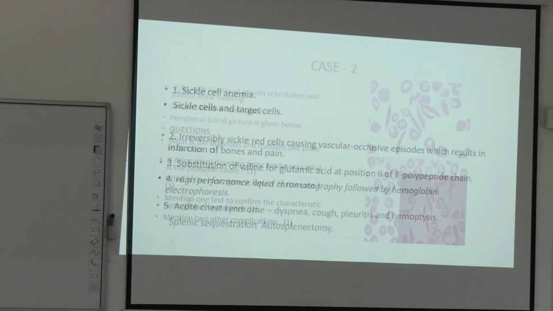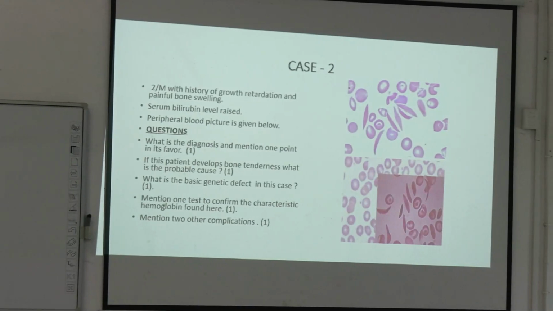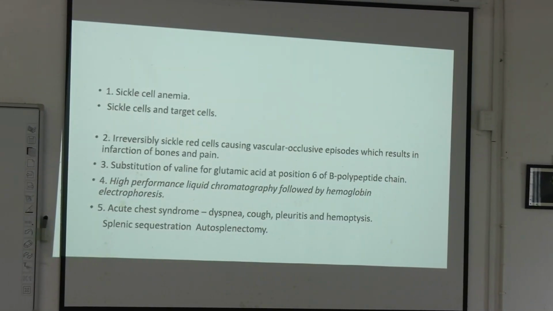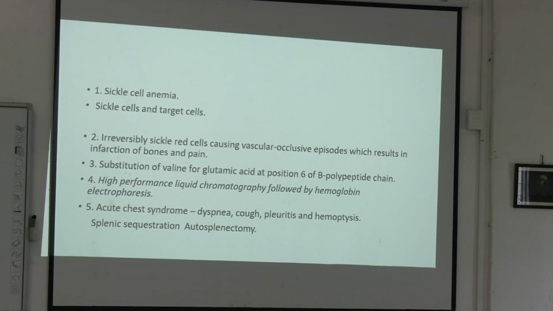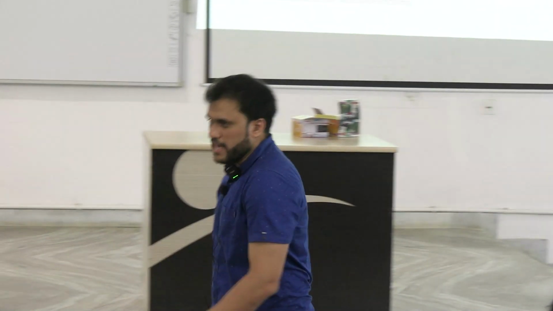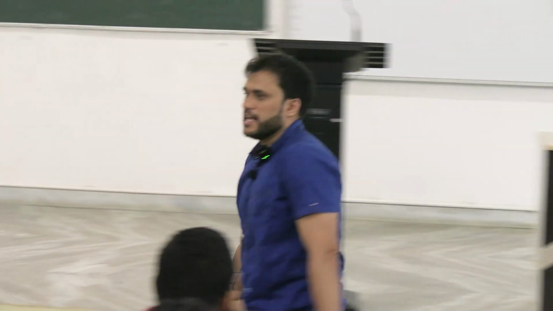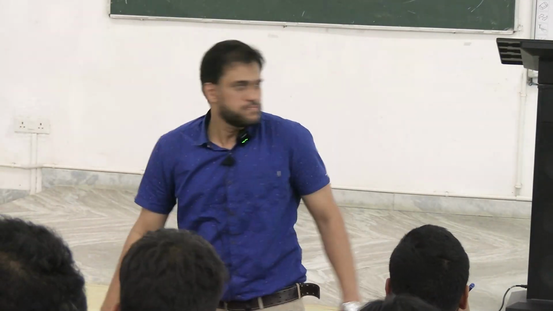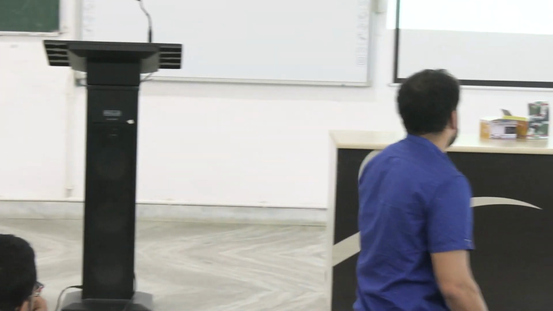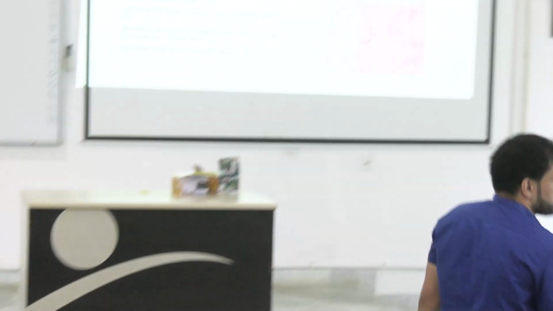Okay, then what is next? Mention one test to confirm the characteristic hemoglobin found here. High performance liquid chromatography, HPLC, followed by hemoglobin electrophoresis. Okay, and mention two other complications.